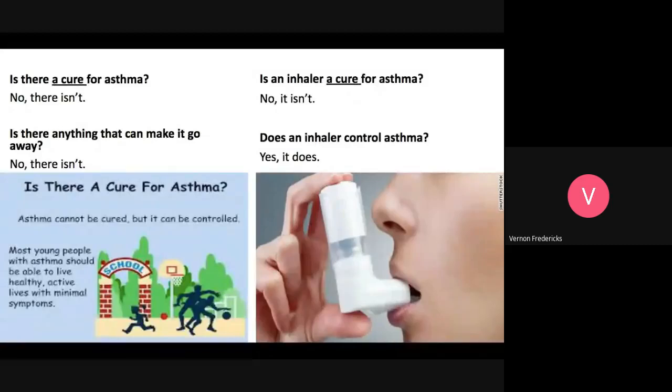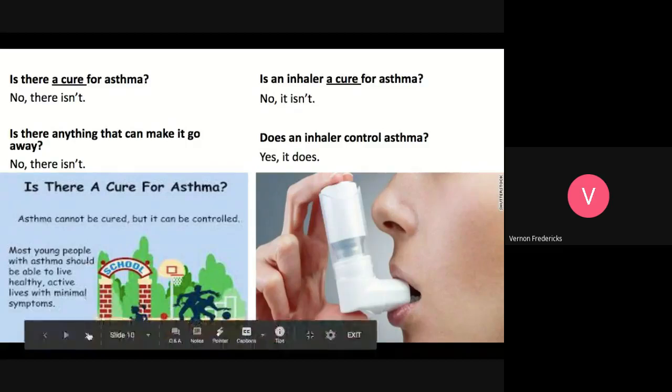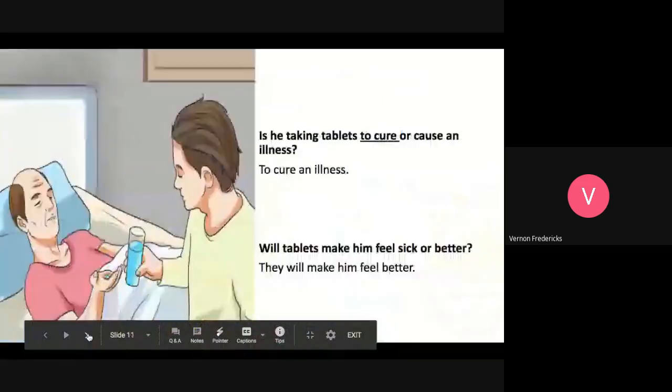Okay, next question. Is an inhaler a cure for asthma? No, it isn't. Does an inhaler control asthma? Yes, it does. So when people feel they're getting an asthma attack, they can use the inhaler to control the asthma. But there is no cure for asthma. Okay, next slide.